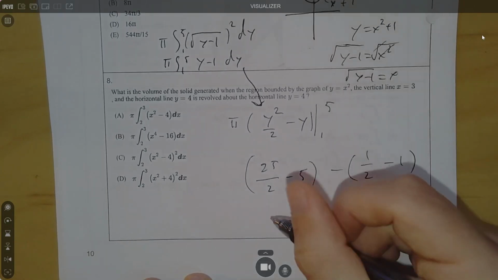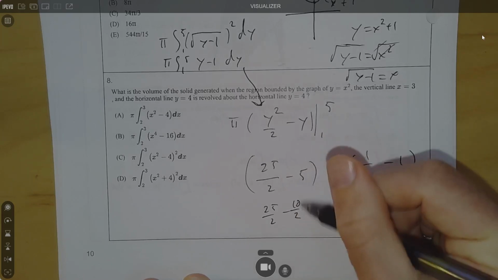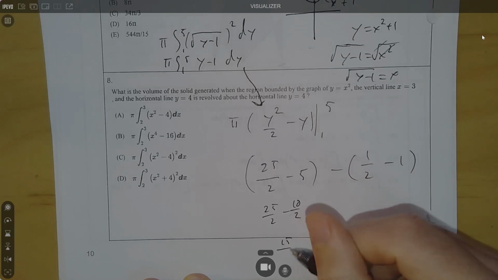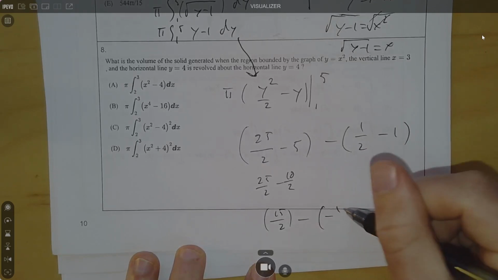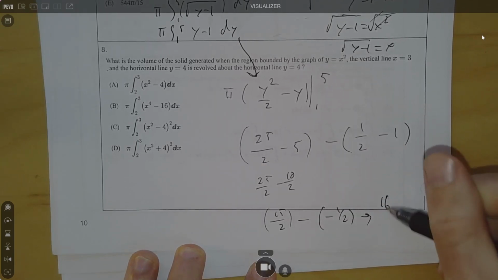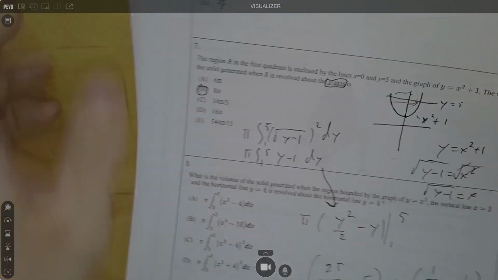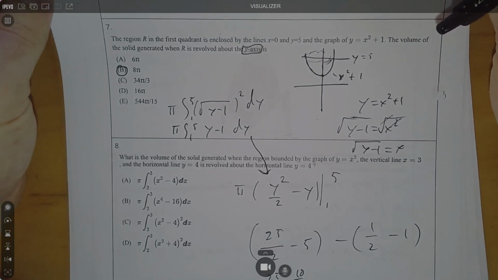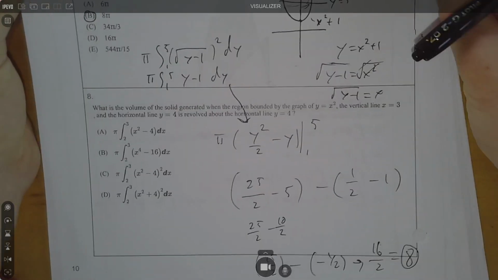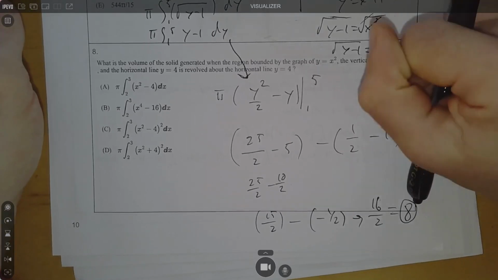Okay, so let's see, 25 over 2 minus 10 over 2. I'm going to rewrite that as 10 over 2, which is 15 over 2, minus 1/2 minus 1 is negative 1/2, so it's going to be 16 over 2, which is 8. So 8 pi will be my answer for 7. So set up there, sketch it, get the bounds, rewrite it in terms of y, square it, anti-differentiate, plug in the 5, plug in the 1, combine like terms, 8, then times the pi.